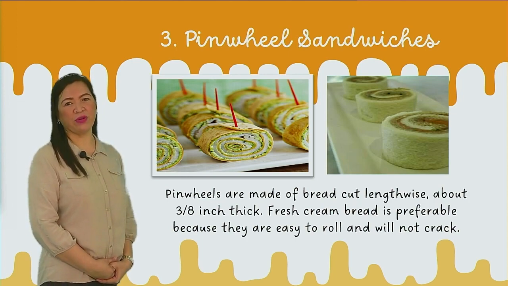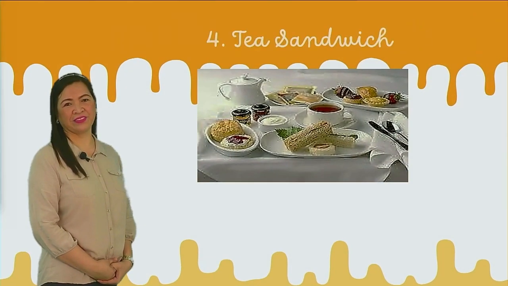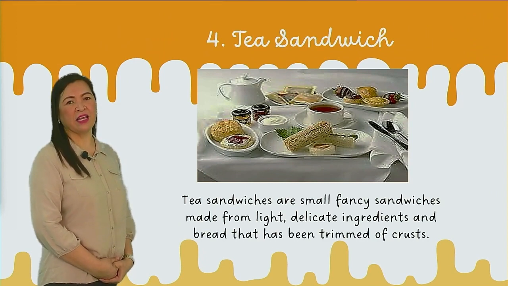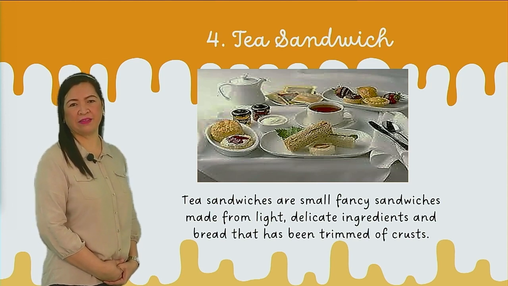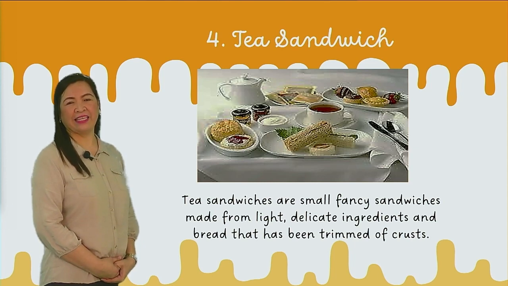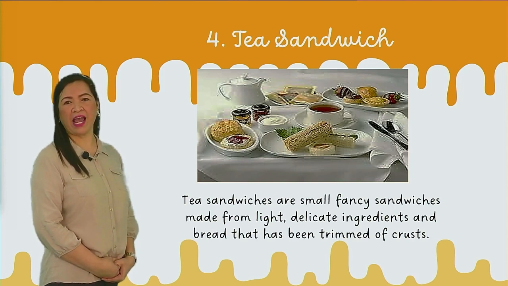Next cold sandwich is tea sandwiches. Tea sandwiches are small fancy sandwiches made from light, delicate ingredients and bread that has been trimmed or pressed. They may be made ahead of time and frozen. They are often cut into fancy shapes, squares, rectangles, and oblongs to add variety. Fillings and spreads can be the same as those for canapé.